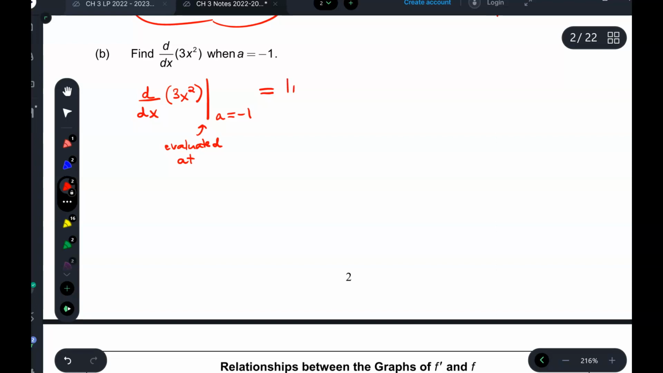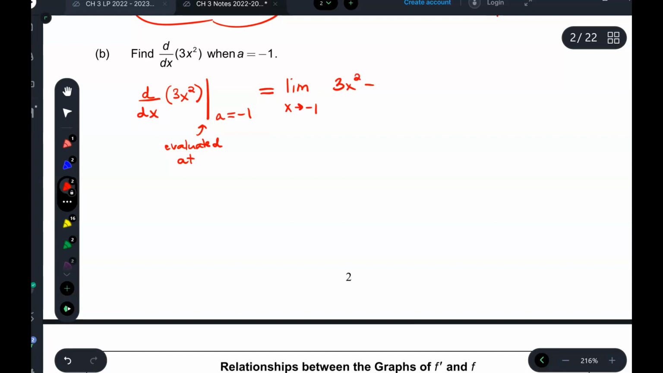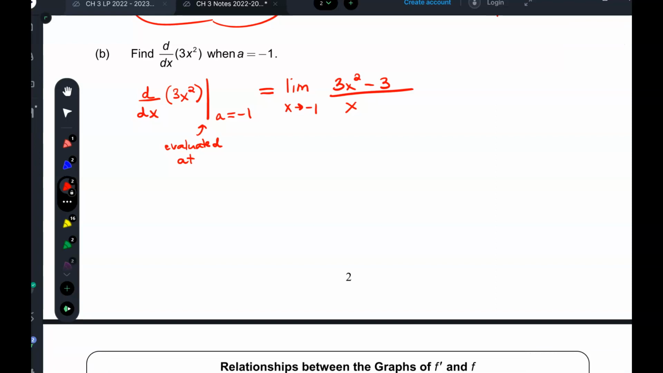All right, so limit, x approaches what? -1, good. Now, we want f of x. What is our function in this case? The 3x squared. So I'm going to have 3x squared minus, now I want to substitute in -1. What happens when I plug in -1? Minus 3 over x minus a. So that's going to become x plus 1. Good. All right, try it from here. You can do this. You can do factoring. I have faith in you.